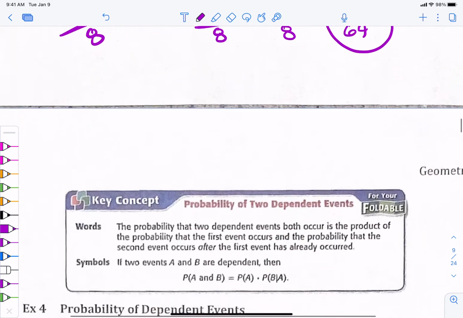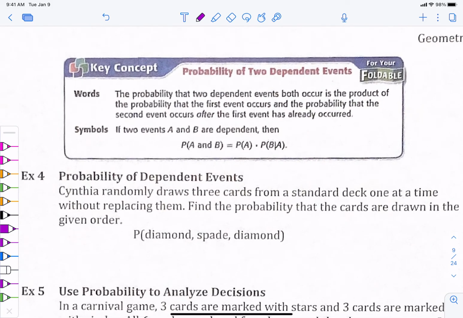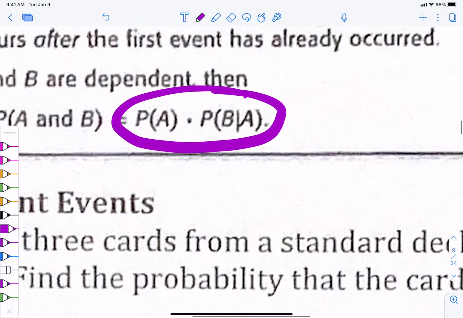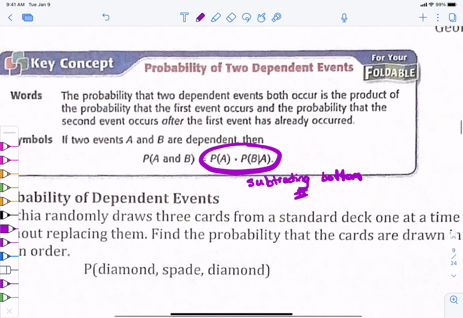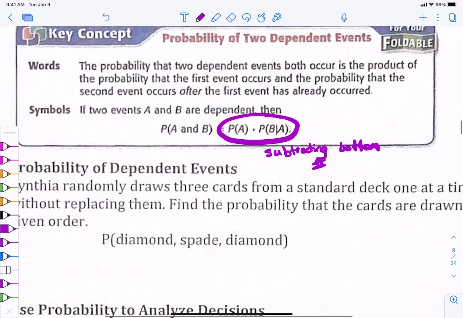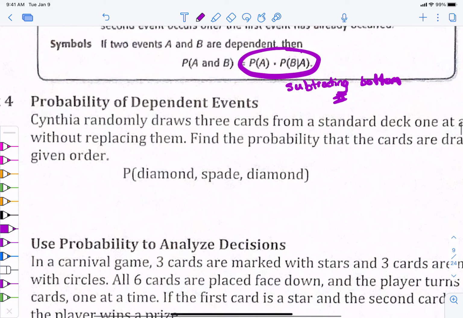Beautiful. Okay, backside. Probability of 2 dependent events. They write it like this. They're just saying the probability of something happening, over the probability of something happening given that something else is happening. Usually it involves subtracting from the bottom number. Okay, so we have like 1 less. We only have 51 cards instead of 52, etc. Okay. All right. Example 4.